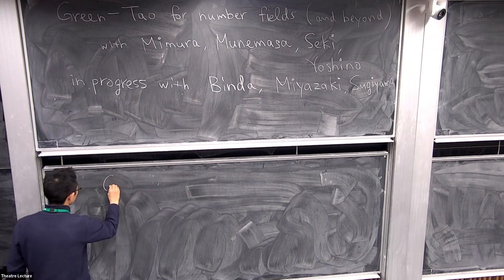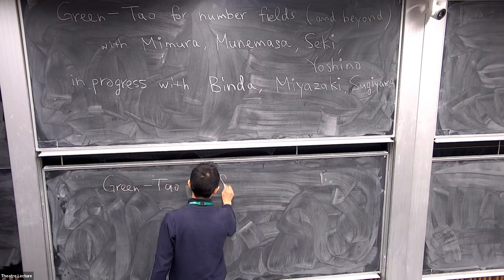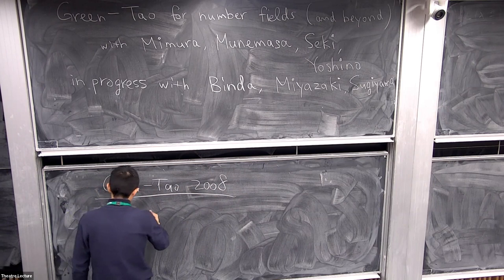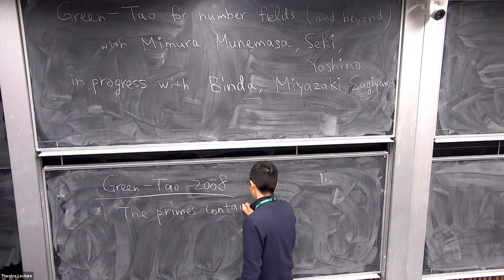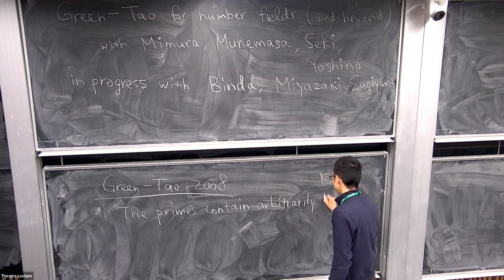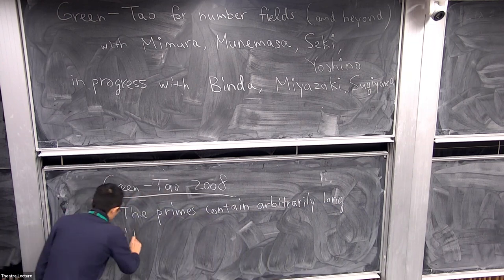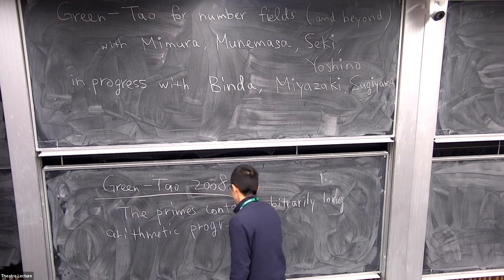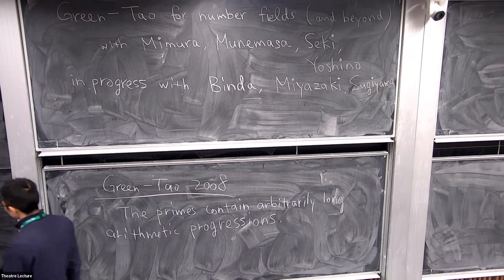Let me remind you what Green-Tao proved about prime numbers. They proved that the prime numbers contain arbitrarily long arithmetic progressions. Actually, this is the title of the paper.